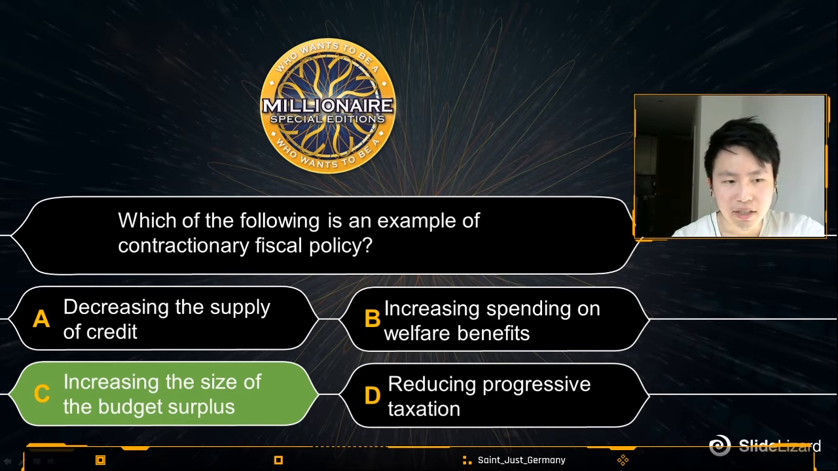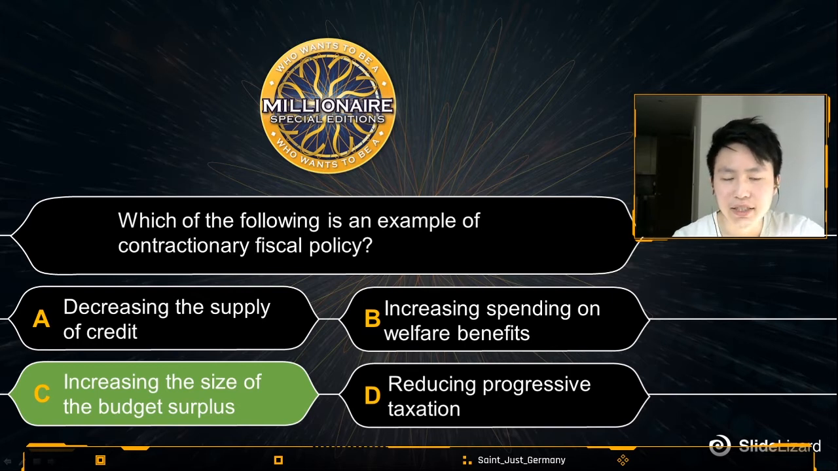If the government decreases the supply of credit, actually this would be monetary policy, not fiscal policy, so we can ignore A. If the government increases spending on welfare benefits, it's increasing government spending, so it would be an expansionary fiscal policy, not B. Reducing progressive taxation means the government is taking less money away from the economy, leaving it with more money, which is expansionary rather than contractionary. So therefore, the answer should be C.